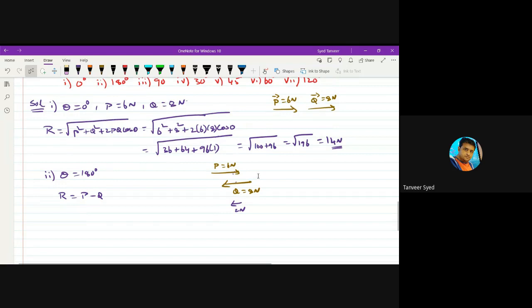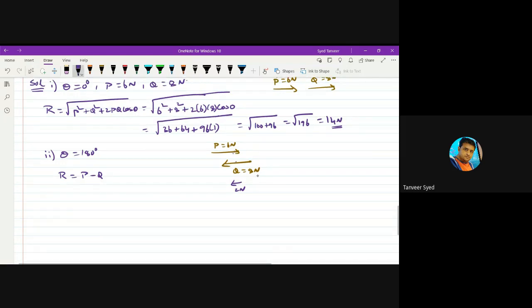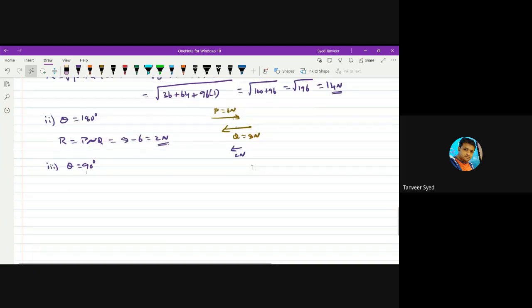So R is equal to P minus Q, or I will write it like P difference Q. This is the symbol for difference, which is 8 minus 6, which is 2 Newton. Direction will always be along the larger vector. Okay. Third case, theta is 90 degree. The two vectors are perpendicular to each other.